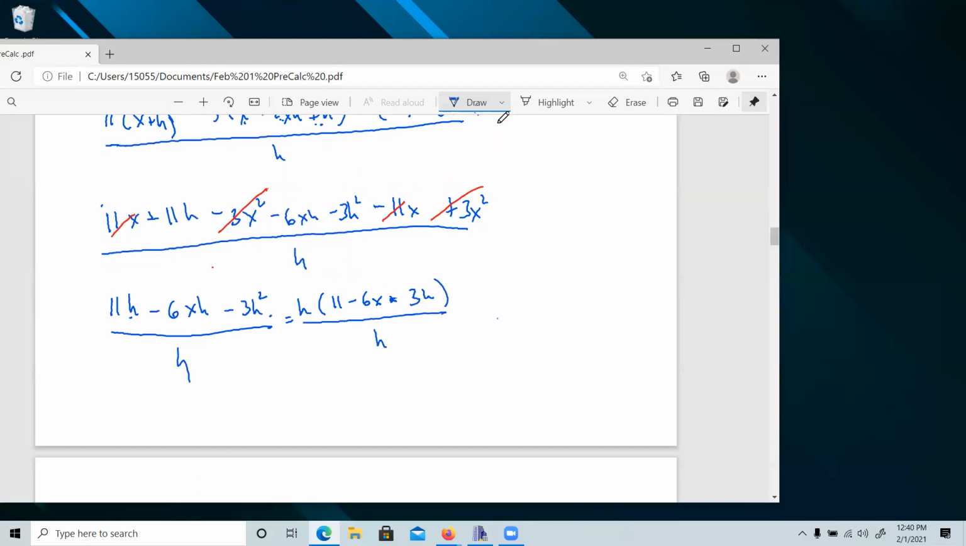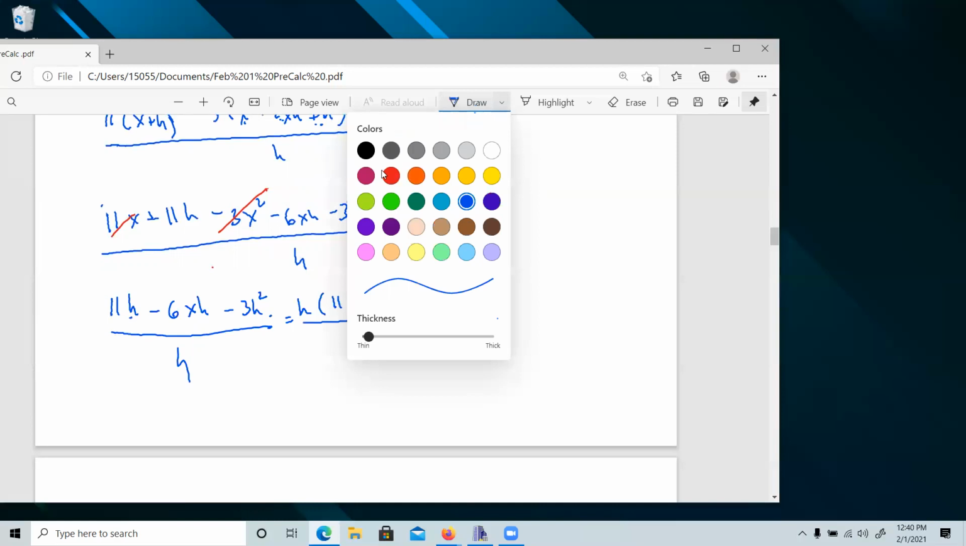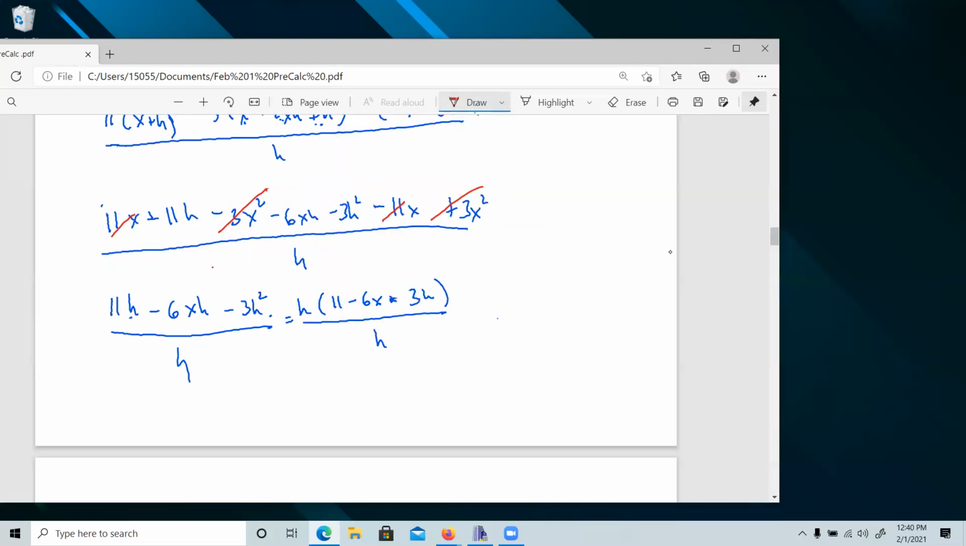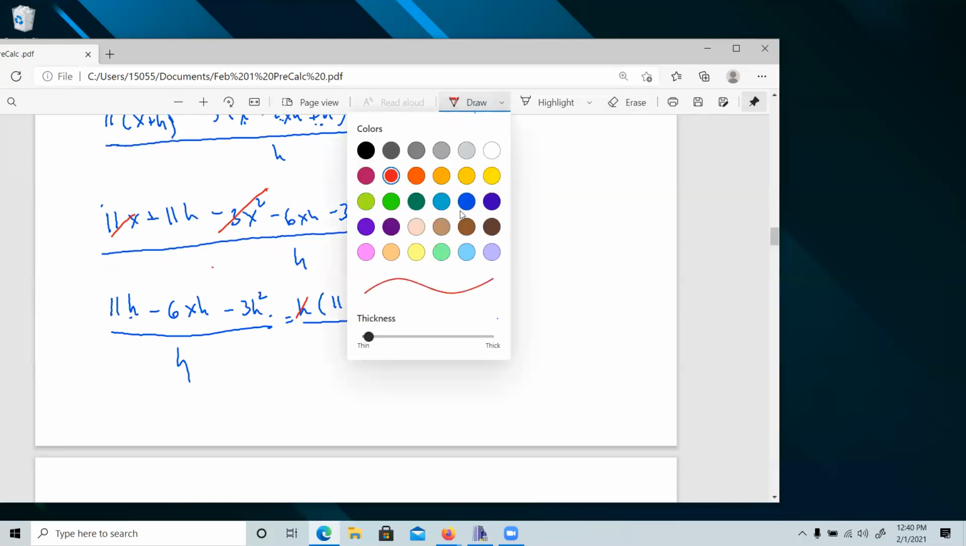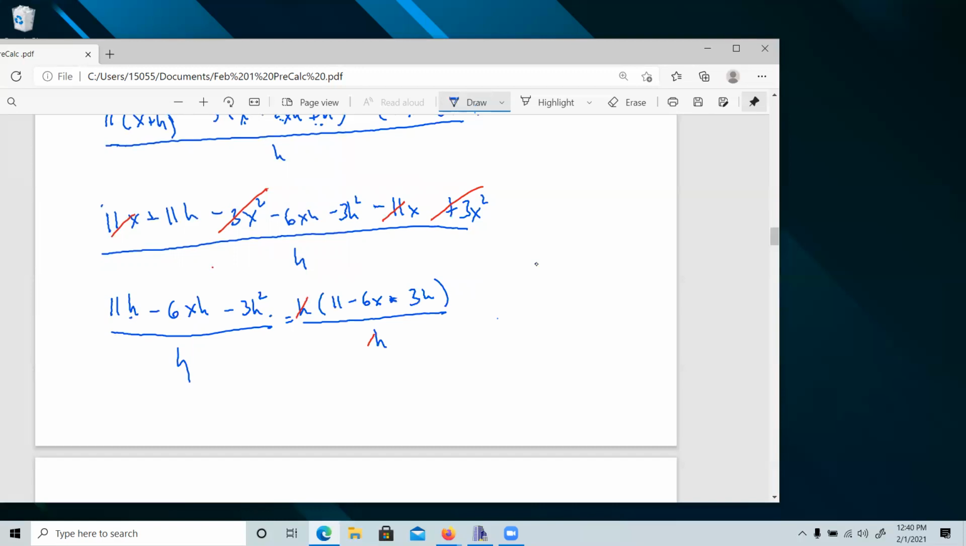And then we are going, yeah, that one's the right one. We're going to cancel those h's. Okay, and we are left with 11 minus 6x minus 3h.